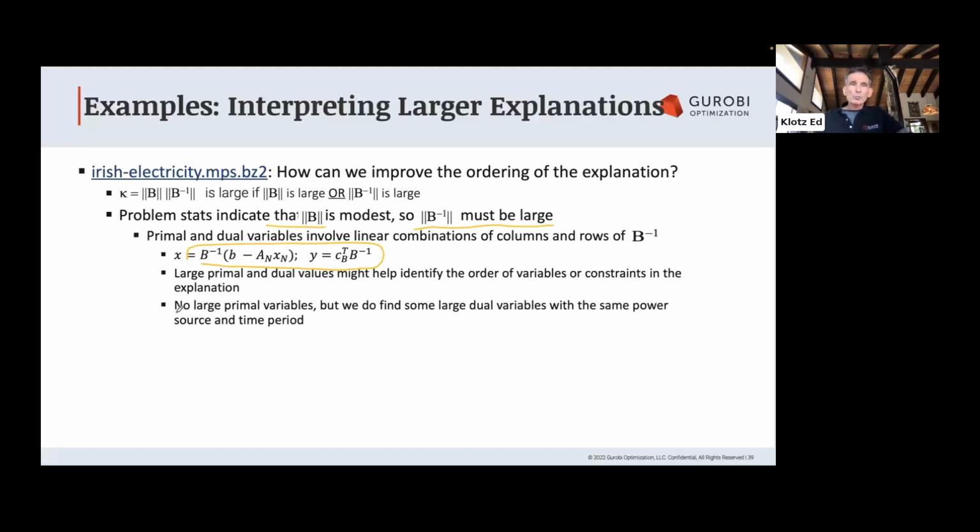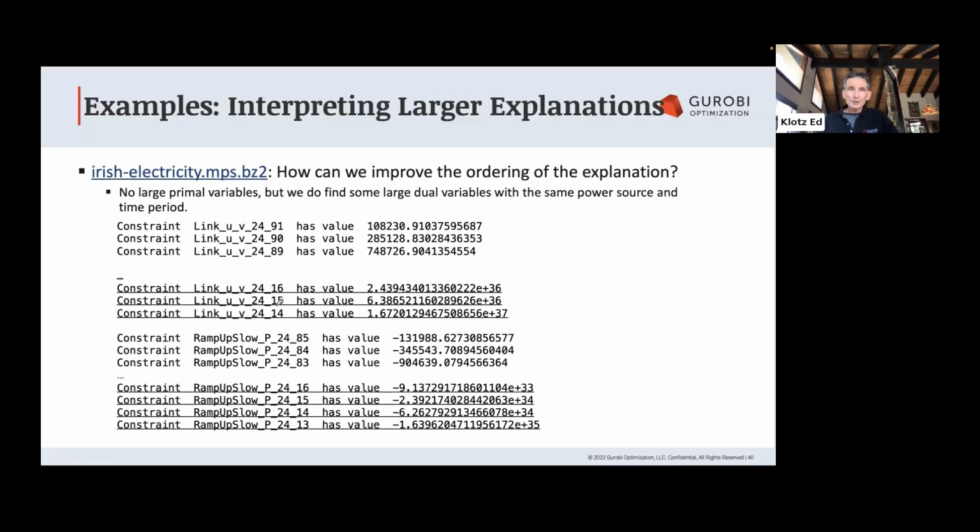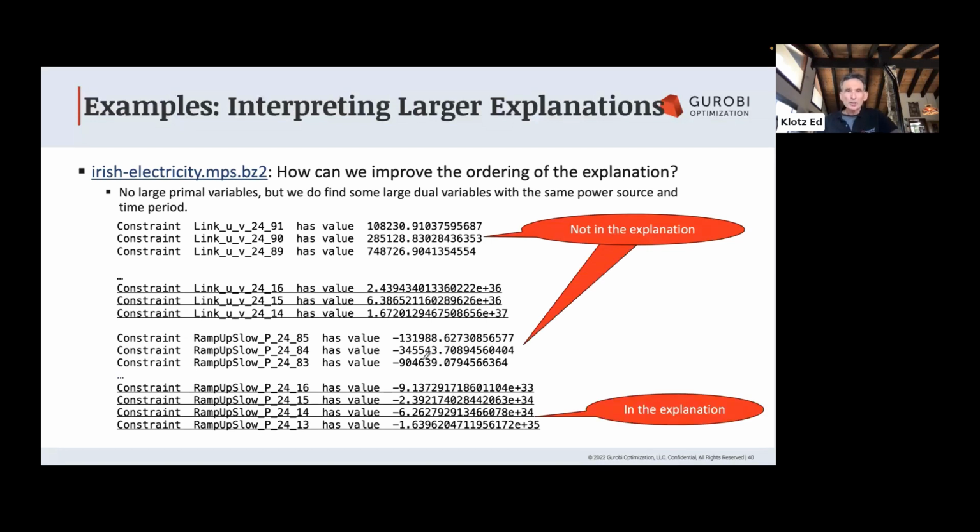It turned out there weren't any large primal values, but we do find some large dual values with the same power source and time period. So here are some of those dual values. Here, the underlined ones are the ones that were in the explanation. And so I made use of those basically to figure out what's going on.